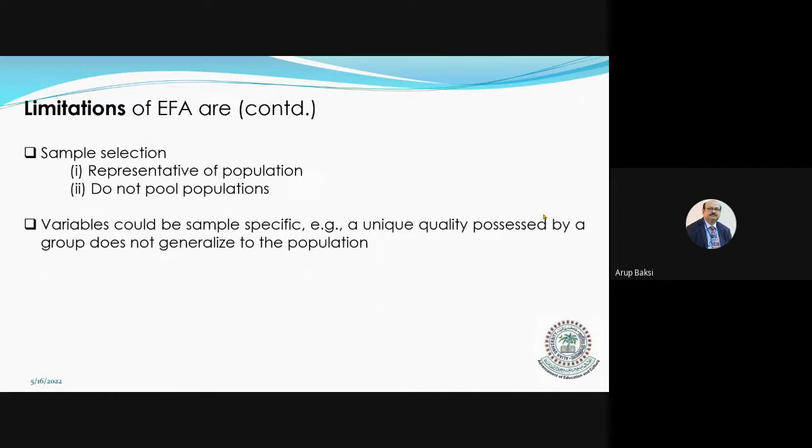Then the sample selection. In case of EFA, what we see in practice is that it's a representative of a population and does not pool the entire population. The variables could be sample specific, namely a unique quality possessed by a group does not generalize to the entire population. And it's very difficult to ensure the normality of the data. So often we have seen non-normal distribution of data also.